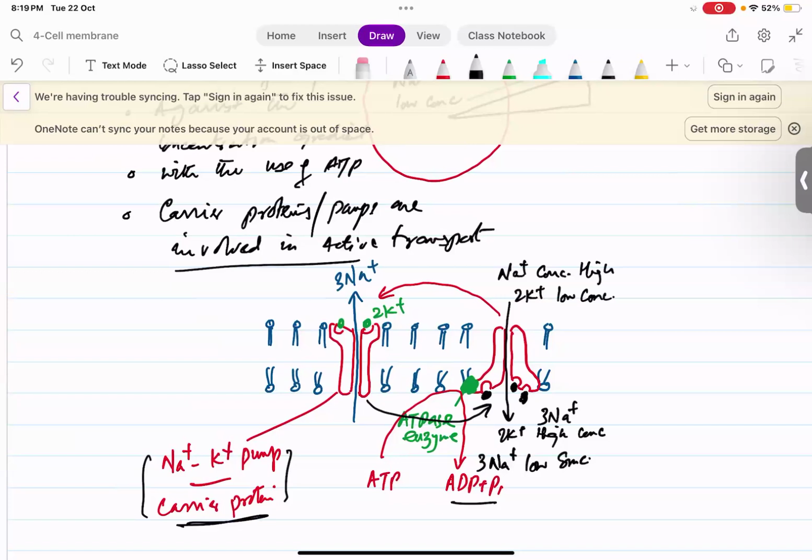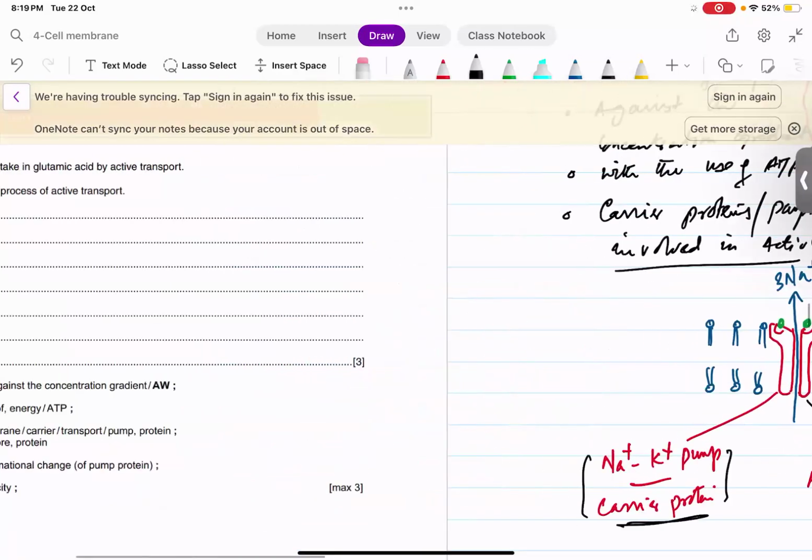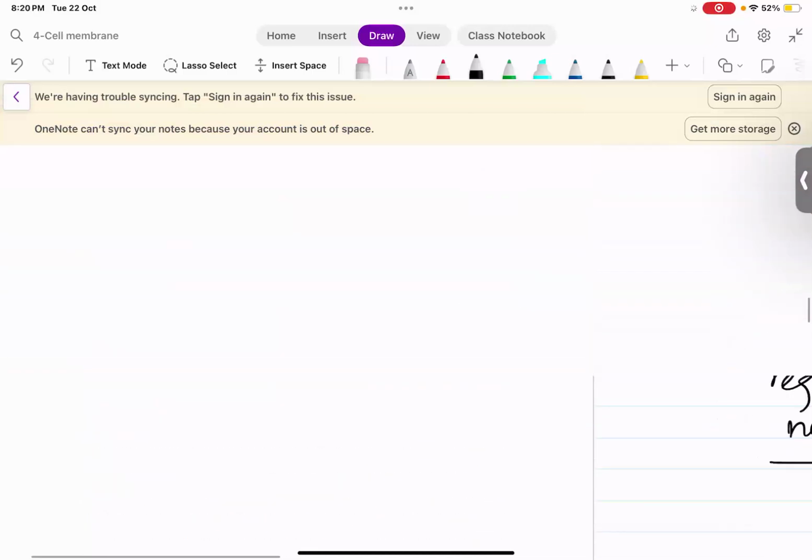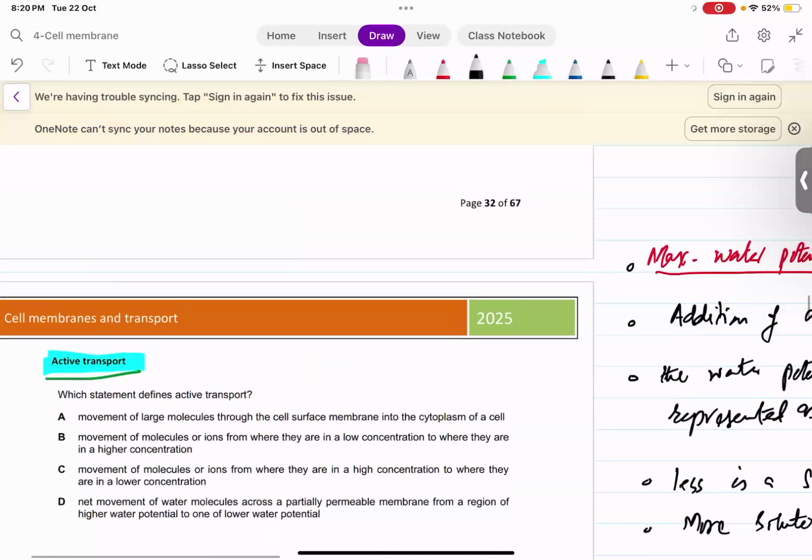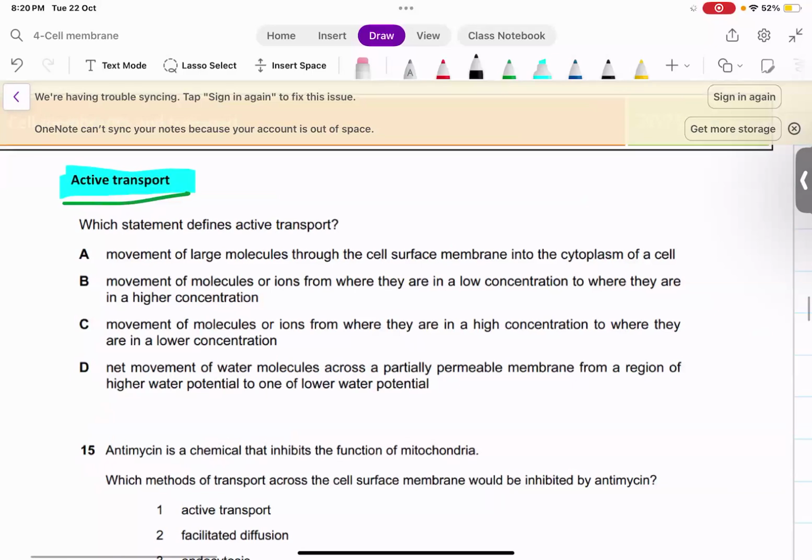Hope you have understood it. So let's see some questions on this part. Here we have this topic, active transport. We have a question here. Which statement defines an active transport? A: movement of large molecules through the cell surface membrane into the cytoplasm.